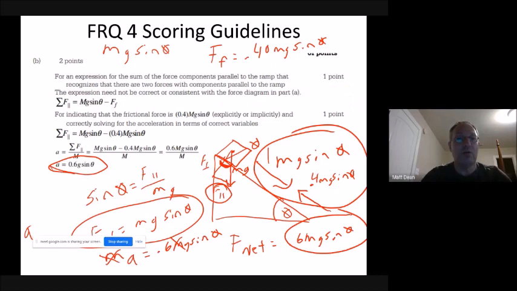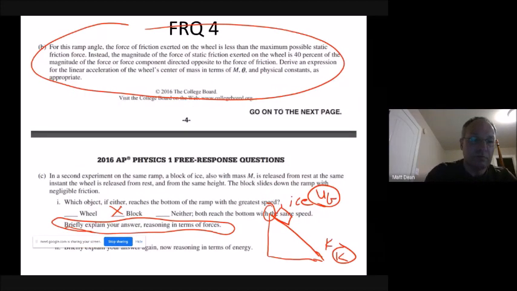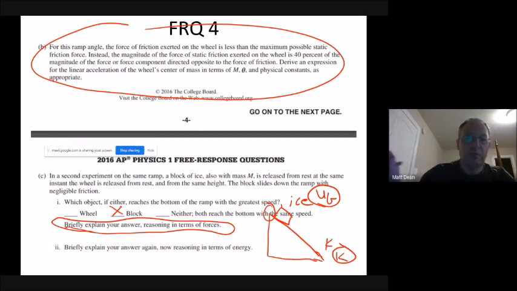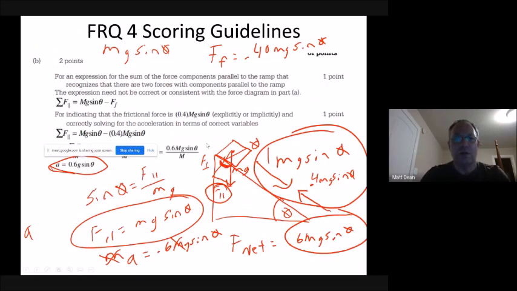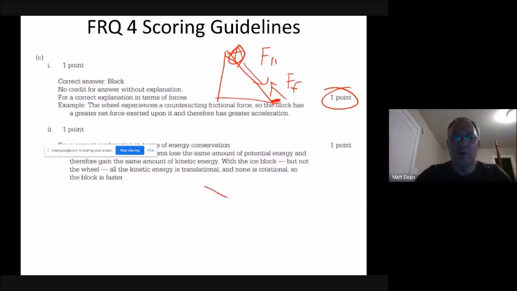Now, on part 2, briefly explain your answer again, now reasoning in terms of energy. And there's really 2 ways you could talk about the energy. Number 1, you could talk about the block. And what we sort of talked about at the beginning of this is that since there's no friction, all of the potential energy that you start with at the top is kinetic energy at the bottom.